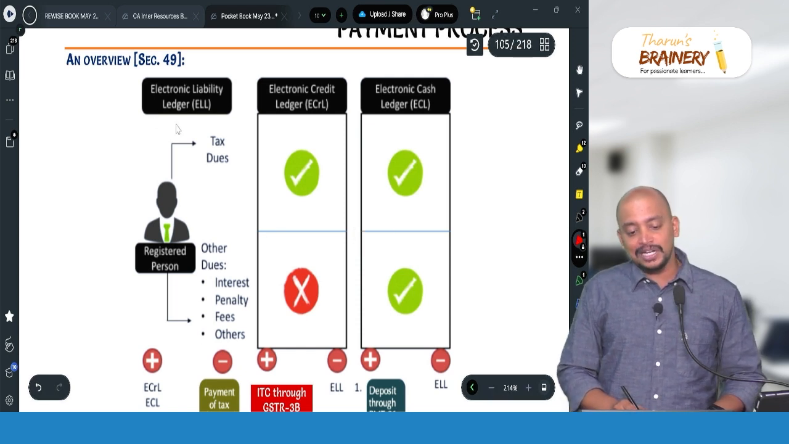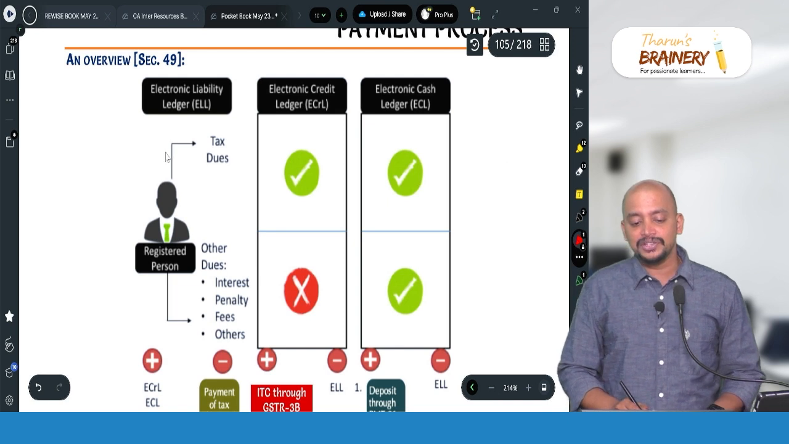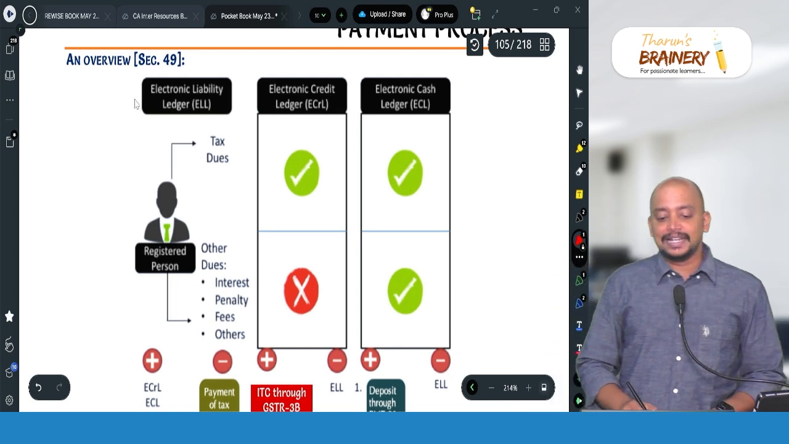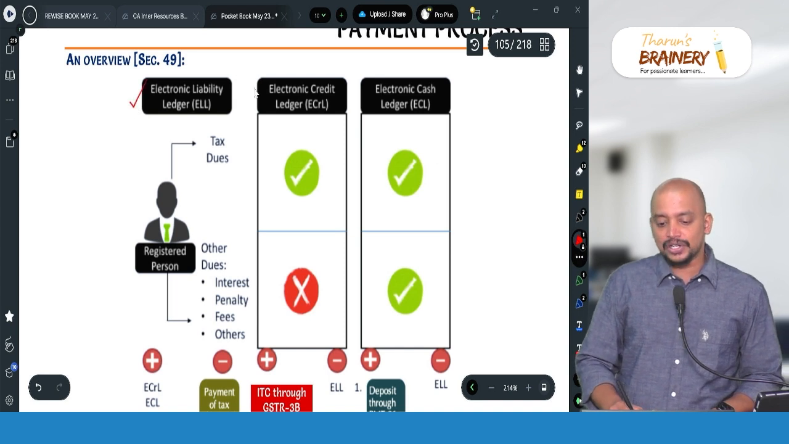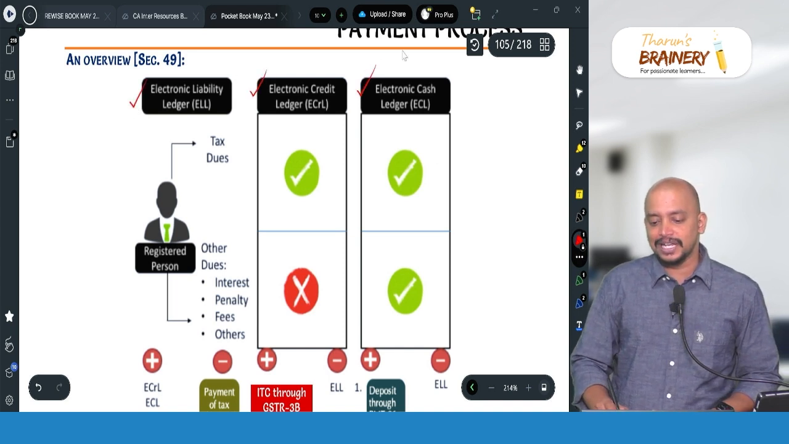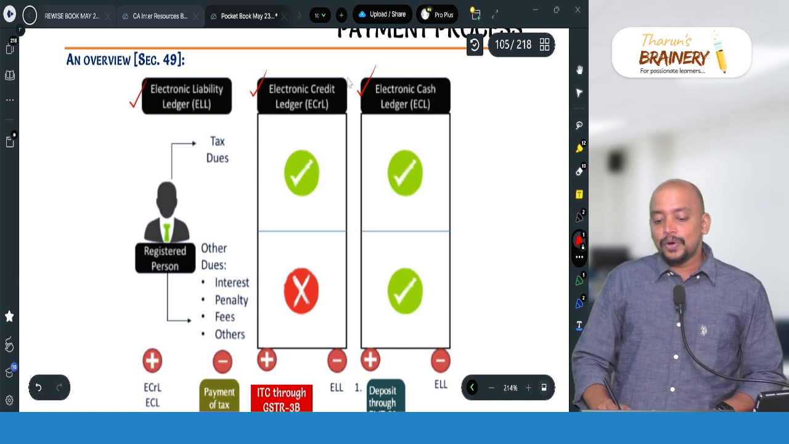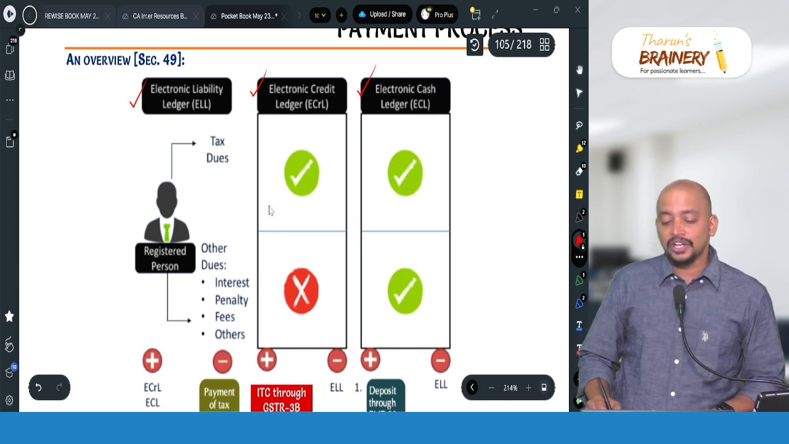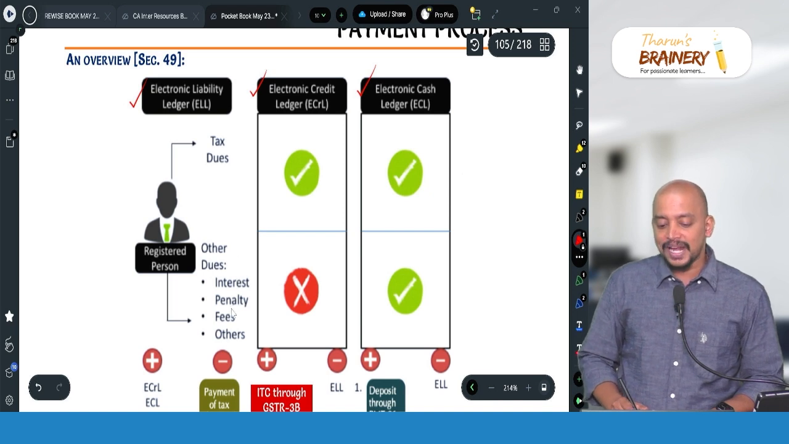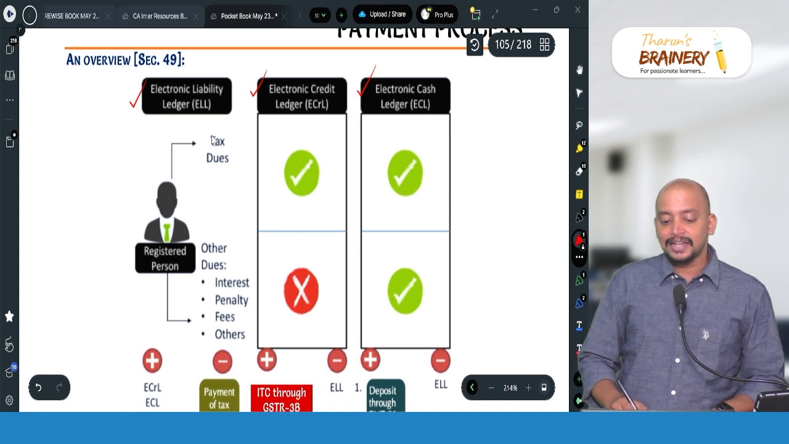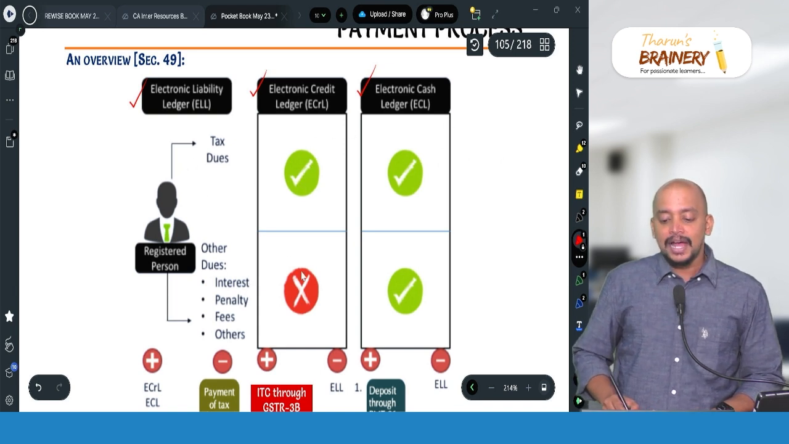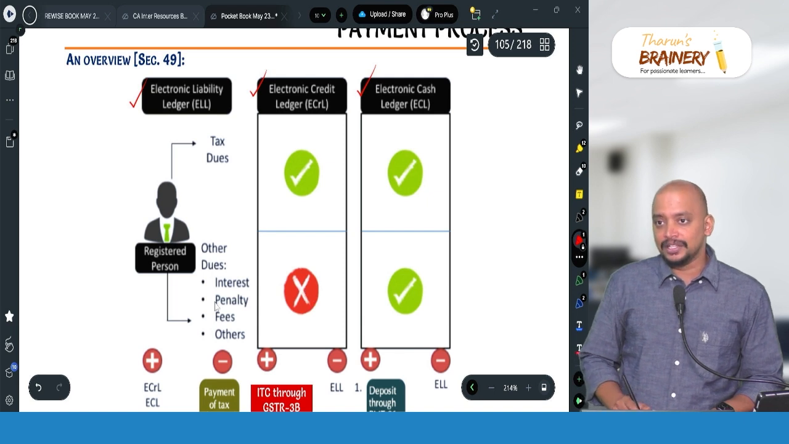So section 49 says that on behalf of every registered person, GST portal will be maintaining three ledgers, that is electronic liability ledger, electronic credit ledger and electronic cash ledger. And whatever balance that is there in electronic cash ledger can be used for payment of tax, interest, penalty, fee and others, tax dues and other dues. But whatever balance that is there in credit ledger can be used only for payment of tax dues and cannot be used for payment of other dues.